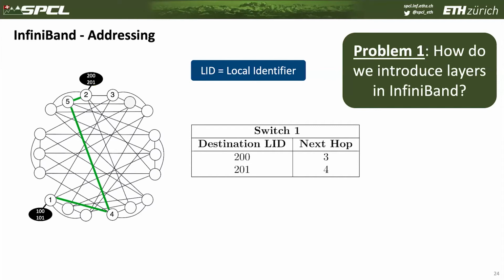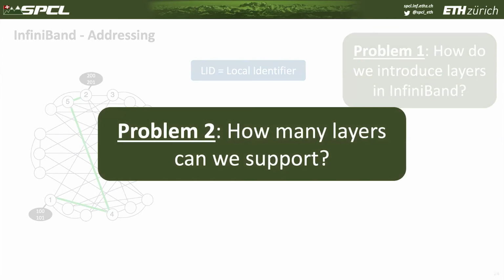And I mentioned that this is done using this LID mask control. What you can do is mask up to 7 bits of this LID address, and the LID address in itself consists of 16 bits. So you might think, in that case, 16 bits is not a lot, right? And the problem is, by masking a certain number of bits, we reduce the number of end nodes that we can support in the system. Because if we assign twice as many addresses per end node, we reduce the number of end nodes we can support by a factor of 2. And so the question is, how many layers can we actually support?